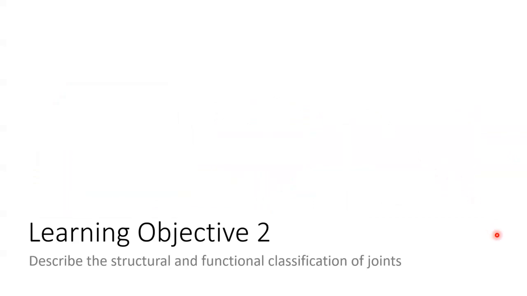So now we know what a joint is and what it can be. We need to now describe the structural and the functional classification of these joints, just to separate them up a bit. So joints can be classified structurally, which is based on their anatomical characteristics or what they look like, or functionally, which is based on the type of movement that they permit.